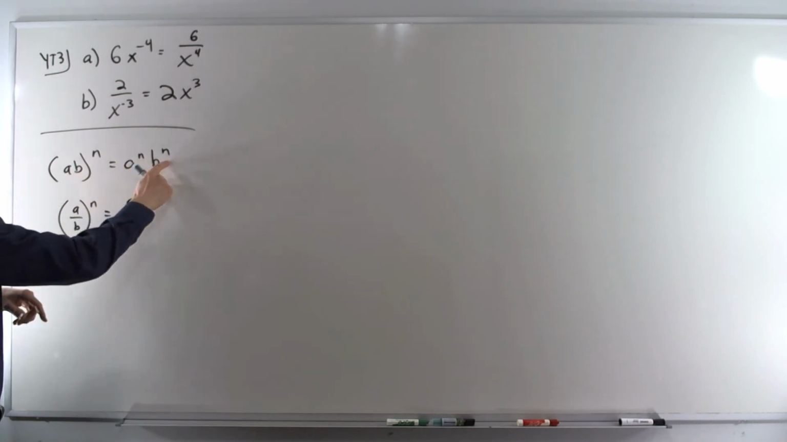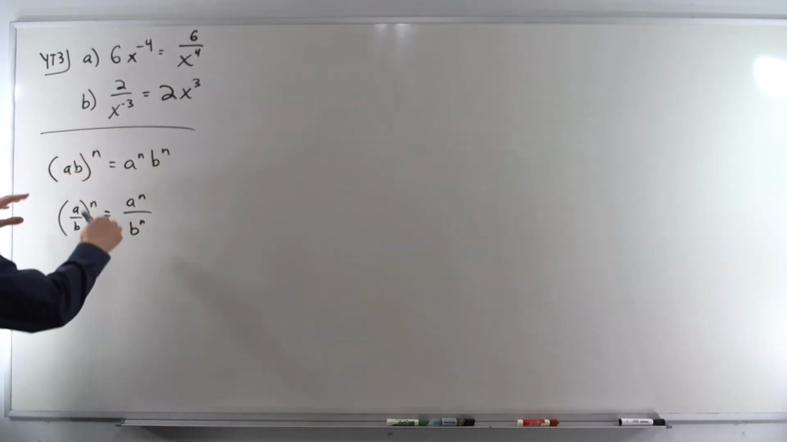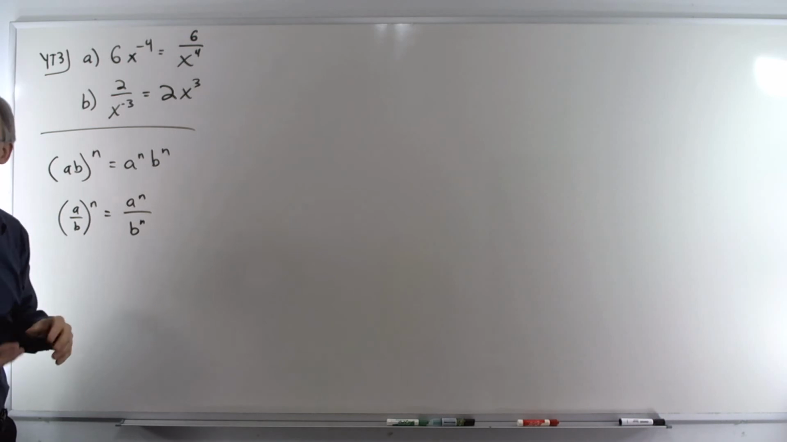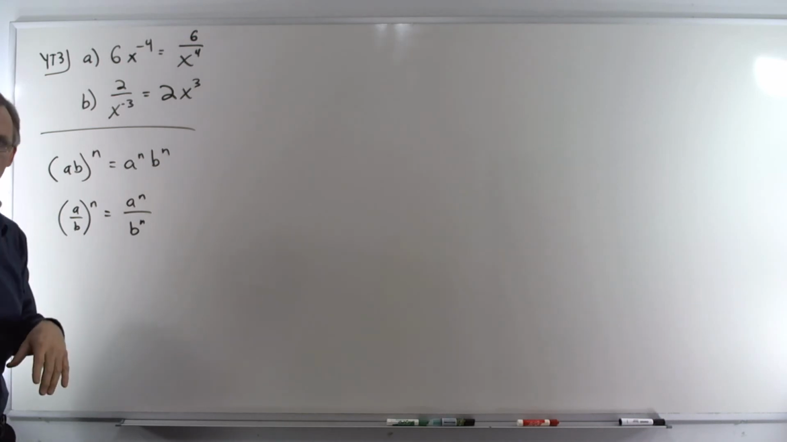So we get a to the n, b to the n. And this works no matter how many things we have inside the parentheses. If we had a, b, c, it'd be a to the n, b to the n, c to the n.